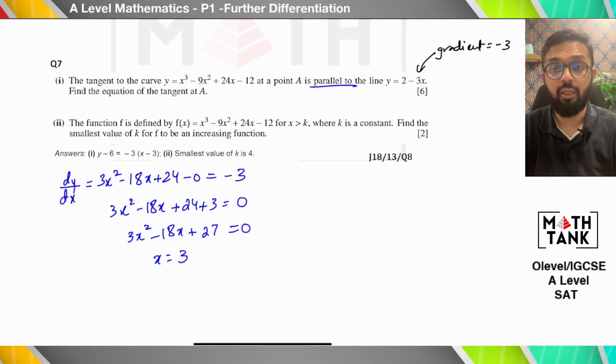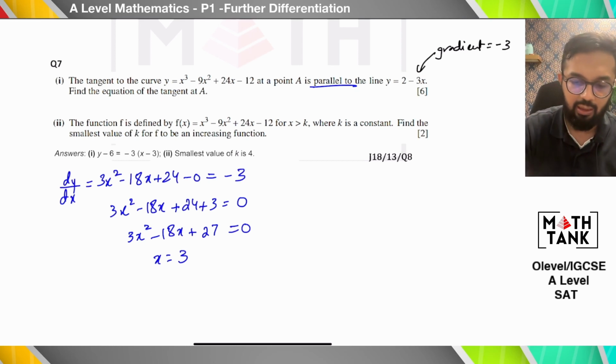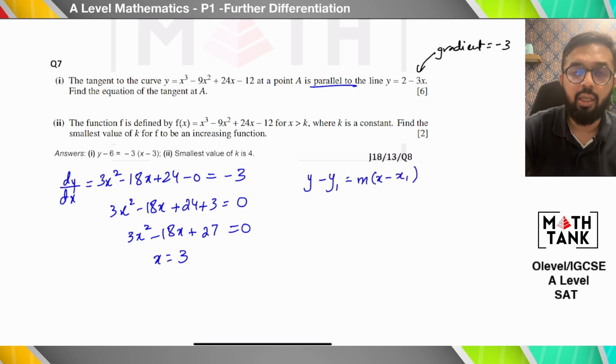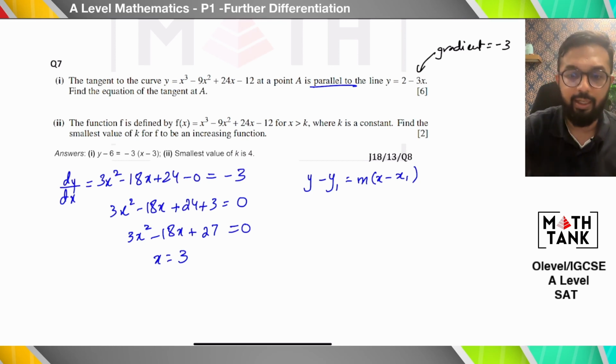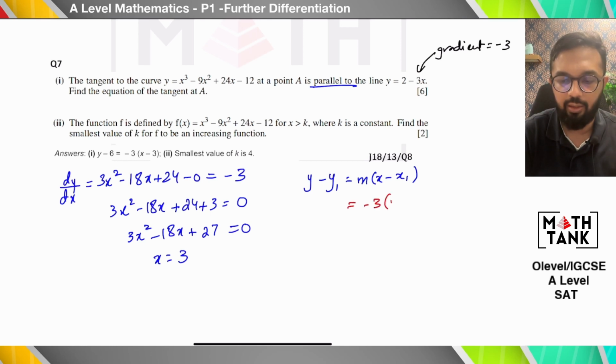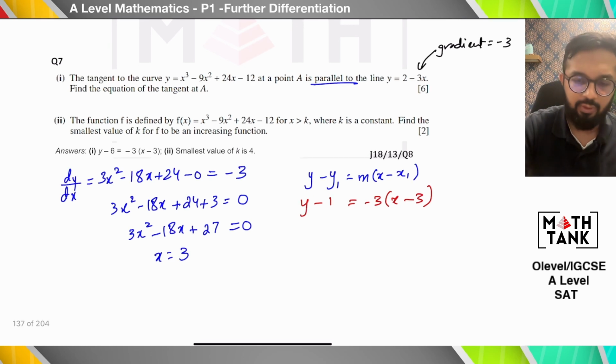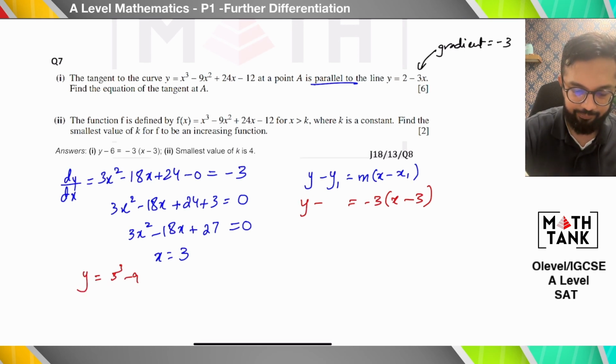It's asking me to find the equation of the tangent, which means that I have the gradient. And I want to do this: y minus y1 equals m times x minus x1. Why did I do the differentiation part? Because I wanted to know what the x coordinate was. I wouldn't have formulated an equation without that. So I have x minus 3. Do I have y1? No, but I can still figure out what y1 is by using this here.